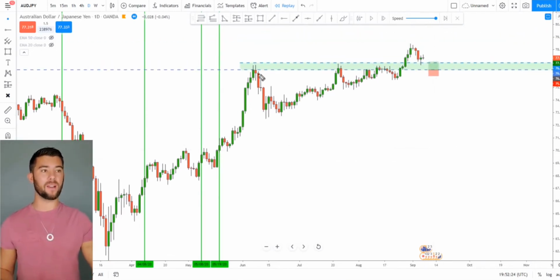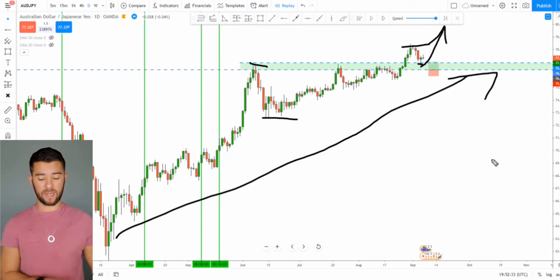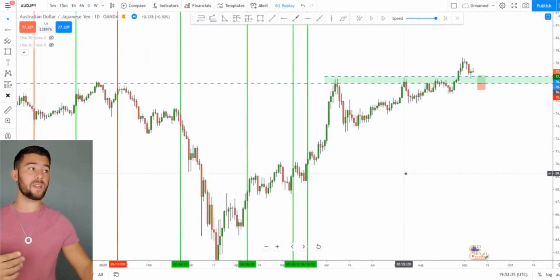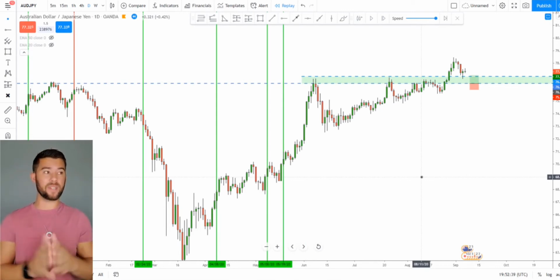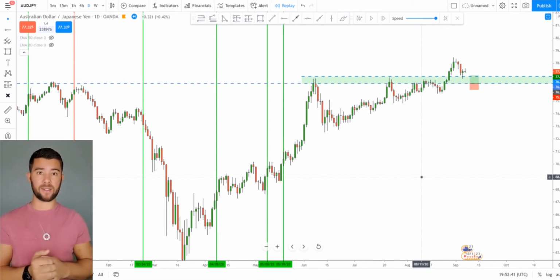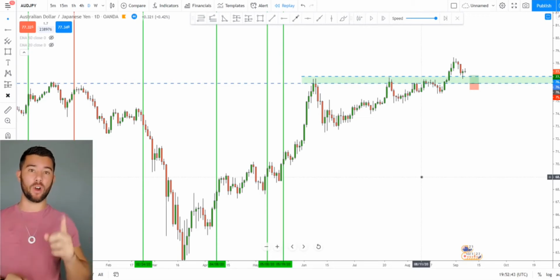Well, we're making new higher highs, new higher lows. New higher highs, this could be our higher low to push the market higher. We're in an uptrend here. It's very obvious that we are in an uptrend on the Aussie yen. So with that tackled, now I have step 1 out of the way. On the daily chart, which is my top-down analysis, higher time frame, I know I'm in an uptrend.